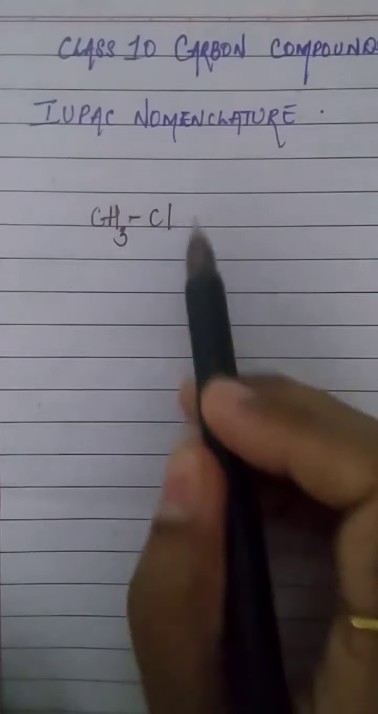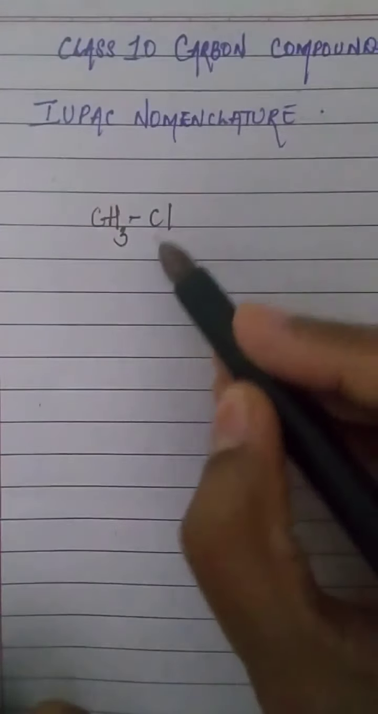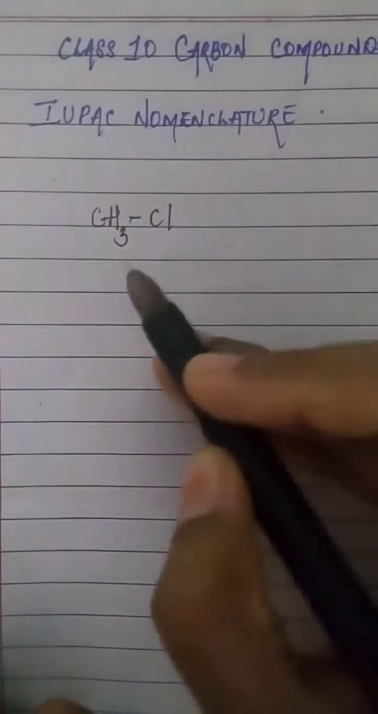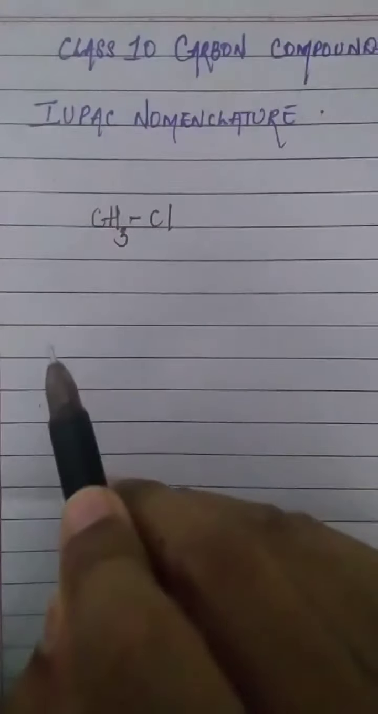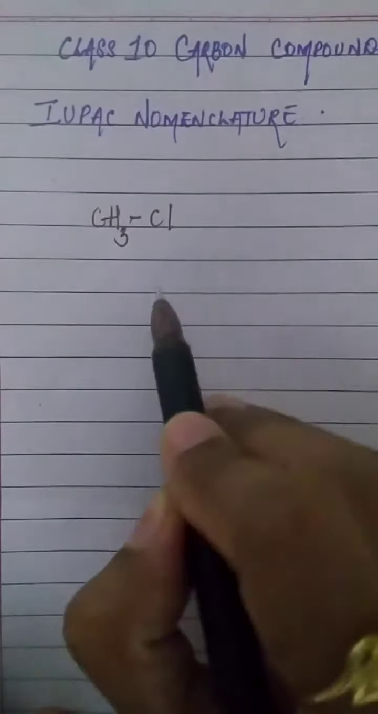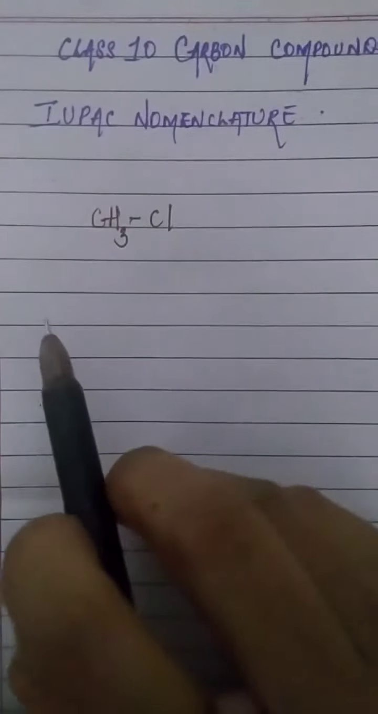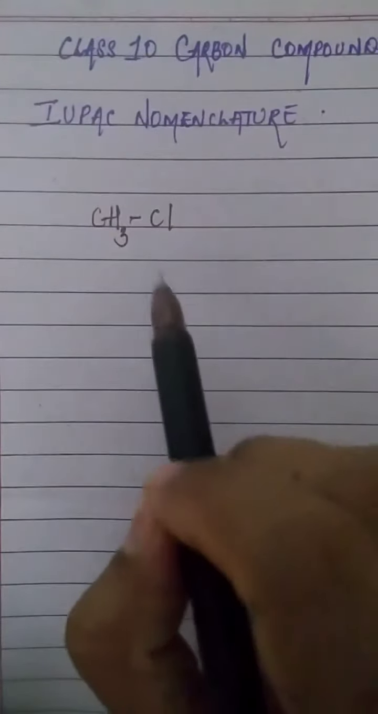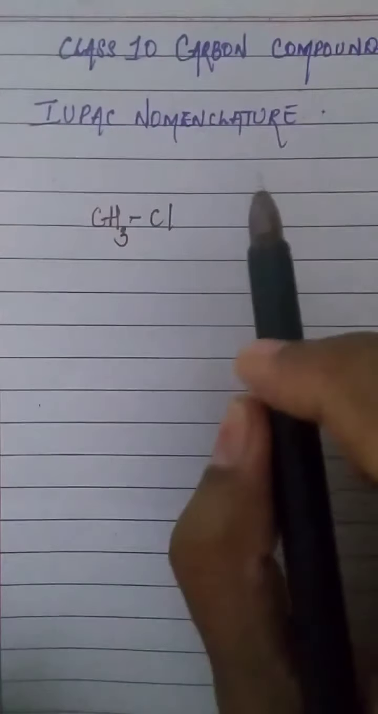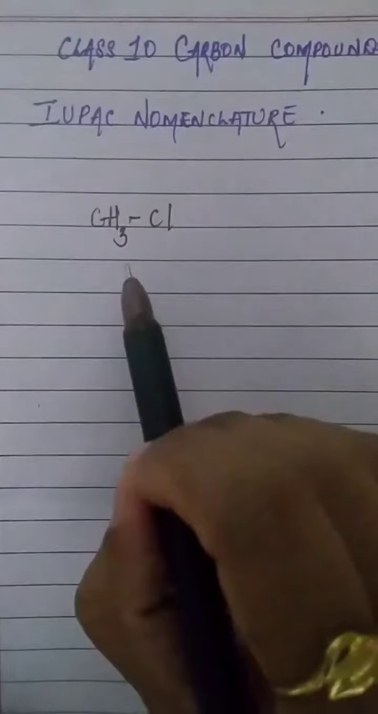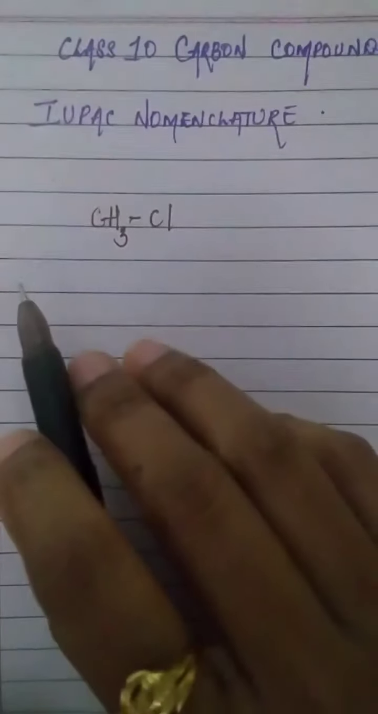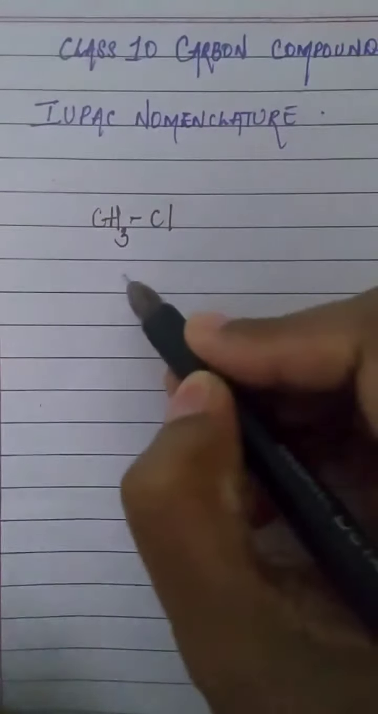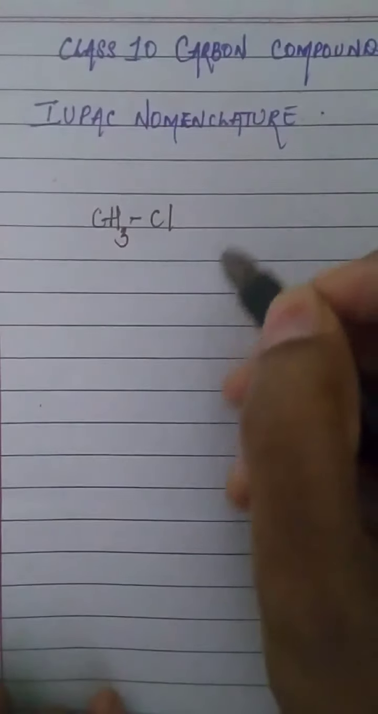Now here I have taken an example. This compound can be called as chloromethane or methyl chloride. Now out of these two names, one is its common name and the other is the IUPAC name. So today we will learn what are the rules that you have to follow while naming a compound by IUPAC nomenclature and with some examples. Let me start with this easiest example that I have taken.